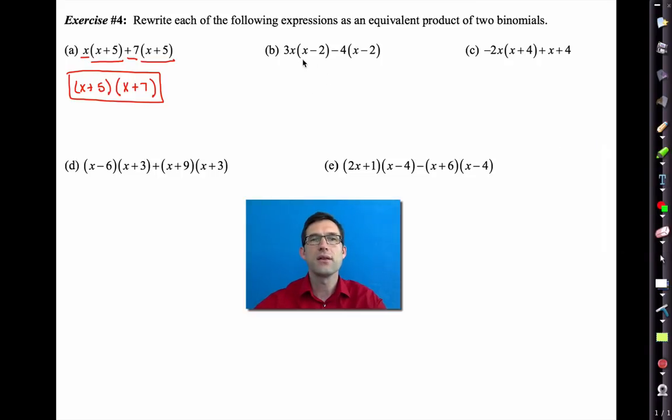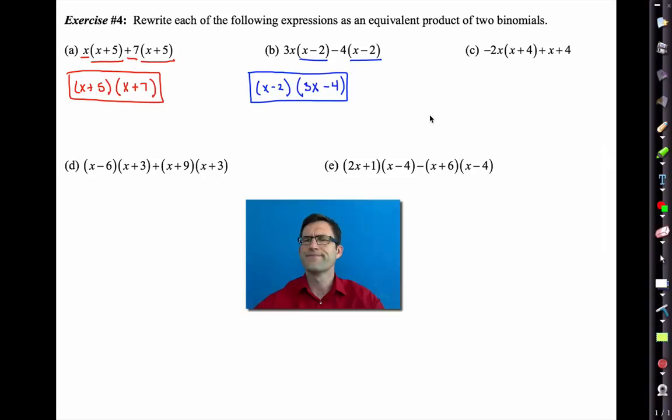All right, let's take a look at this one. x minus 2 and x minus 2. Right? What are they multiplying? Well, in the first case, it's multiplying 3x. And in the second case, it's multiplying negative 4. And yet again, we're done. Yeah, we'll just keep switching colors.